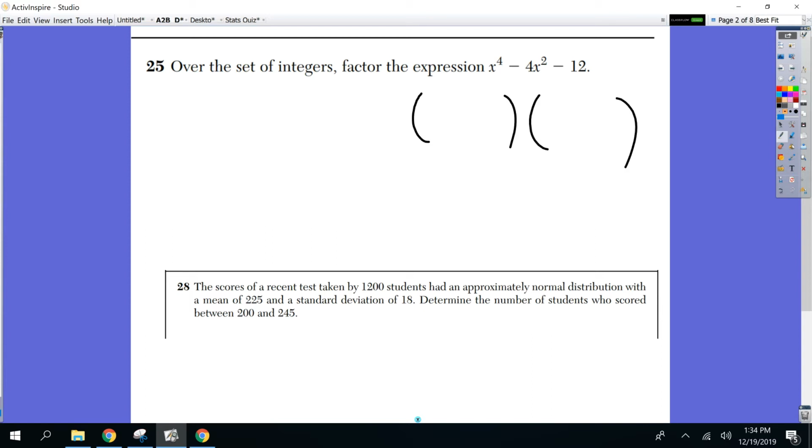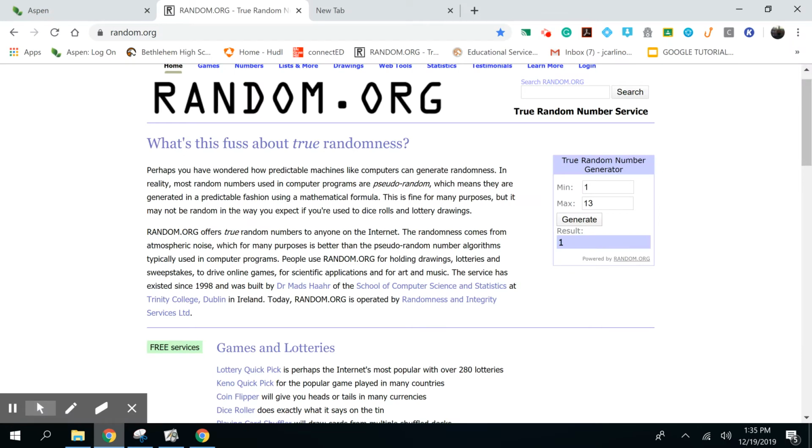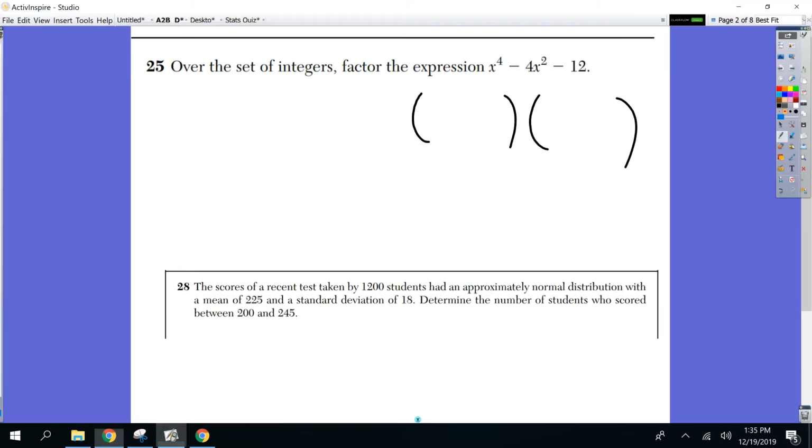Two numbers that multiply to what? Yeah, multiply to 12 and add 2. Okay, here we go. I'm going to ask somebody right now. Multiply to -12, but add to 4.